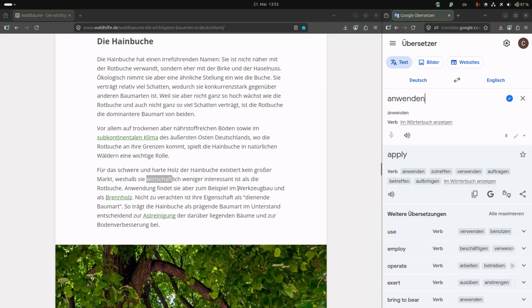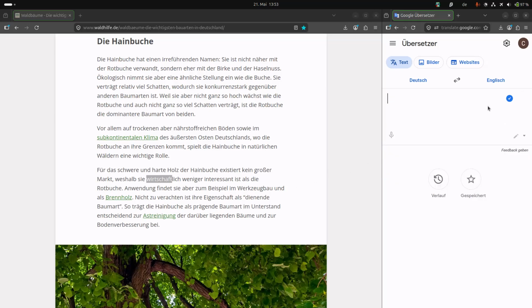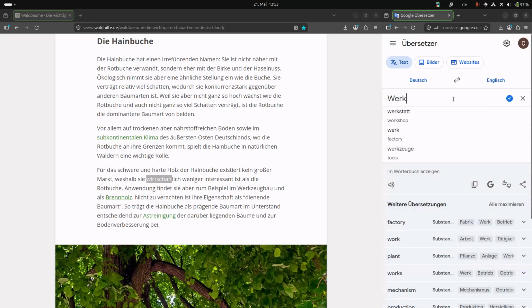Im Werkzeugbau, in the Werkzeugbau, so Werkzeug derives from the word Werk, which can either mean factories, where something is manufactured, or a completed work, for example, a work of art.